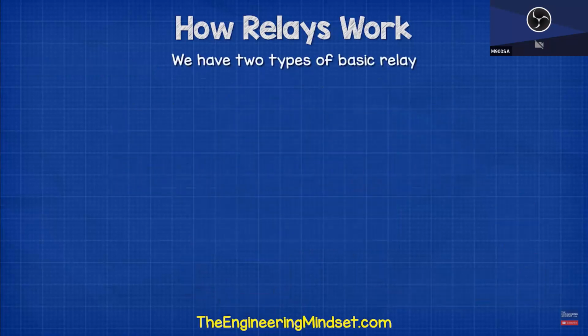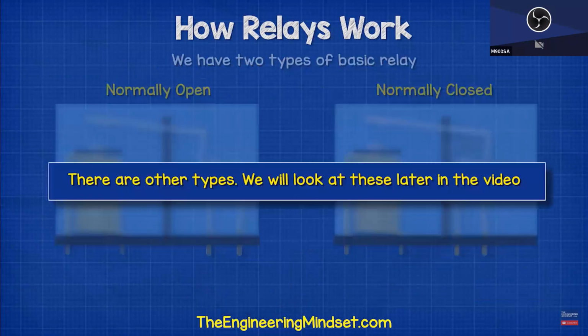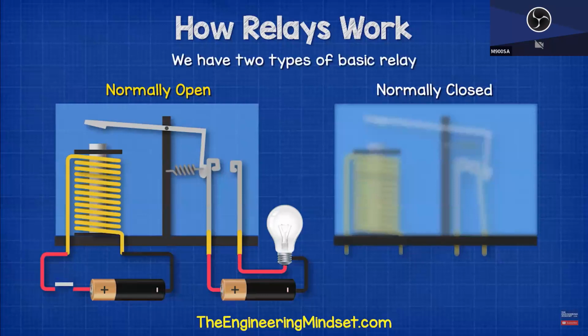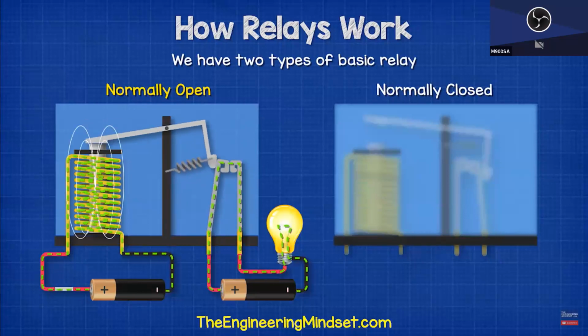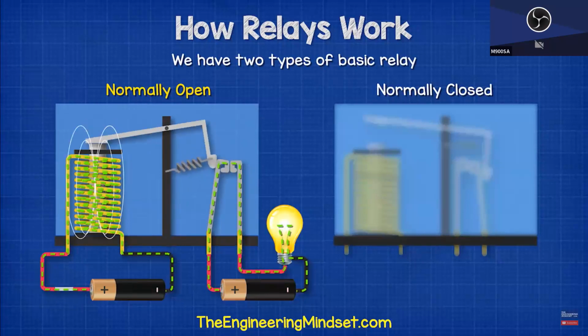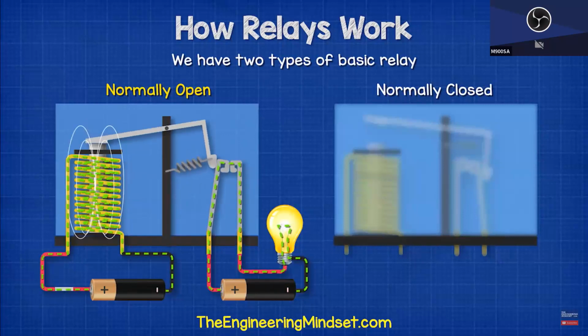We have 2 types of basic relay, the normally open and the normally closed type. There are other types of relays, and we're going to look at these a little later in the video. With the normally open type, no electricity flows in the secondary circuit. The load is therefore off. However, when a current is passed through the primary circuit, a magnetic field is induced in the electromagnet. This magnetic field attracts the armature and pulls the movable contactor until it touches the terminals of the secondary circuit. This completes the circuit and provides electricity to the load.